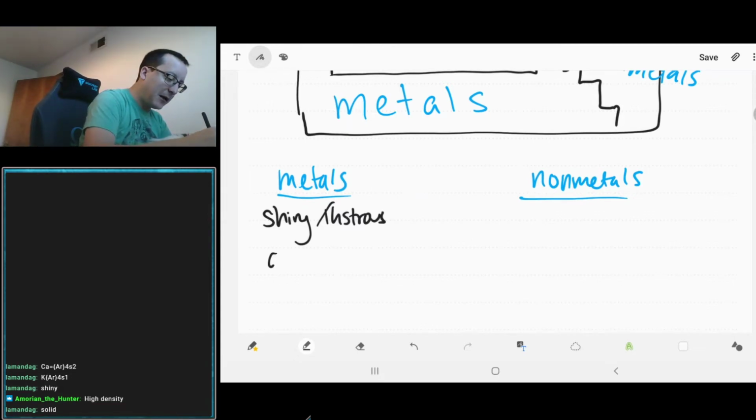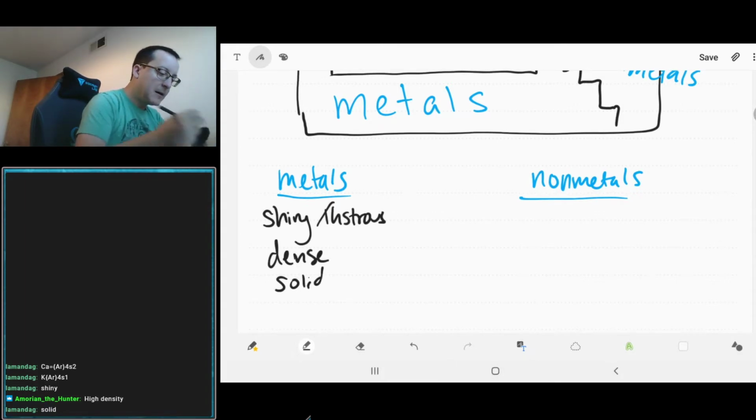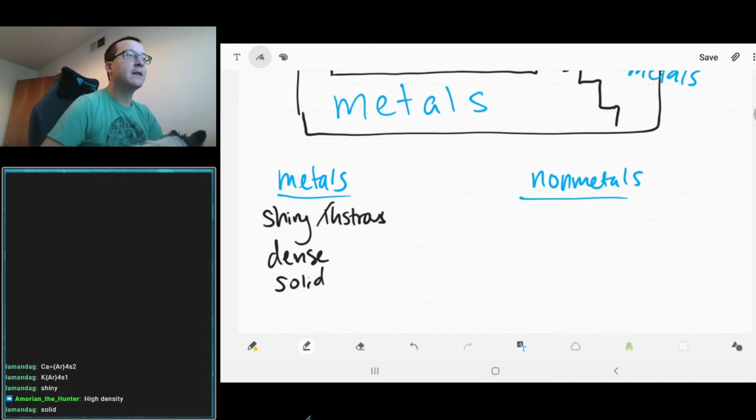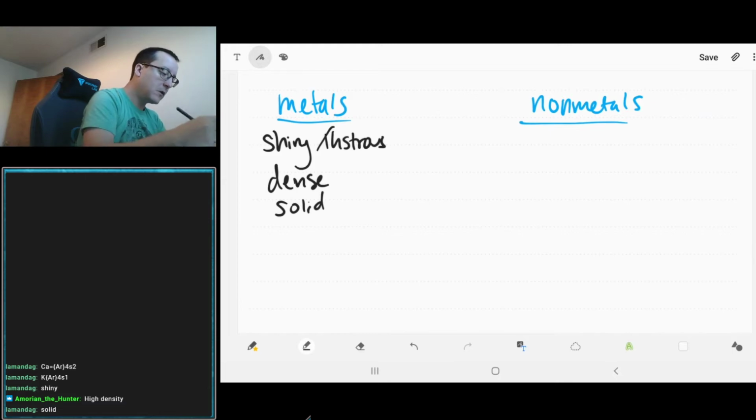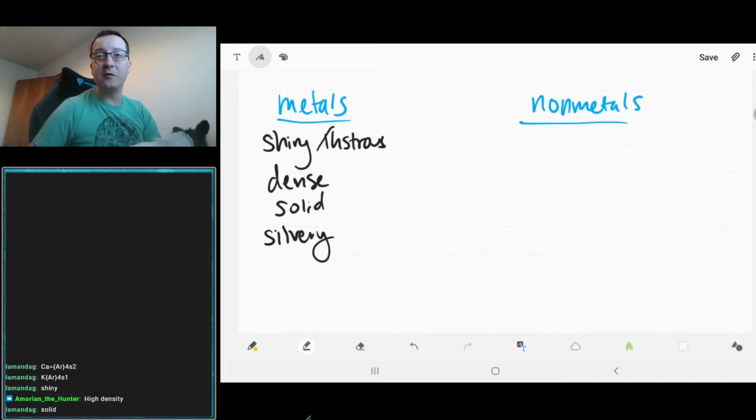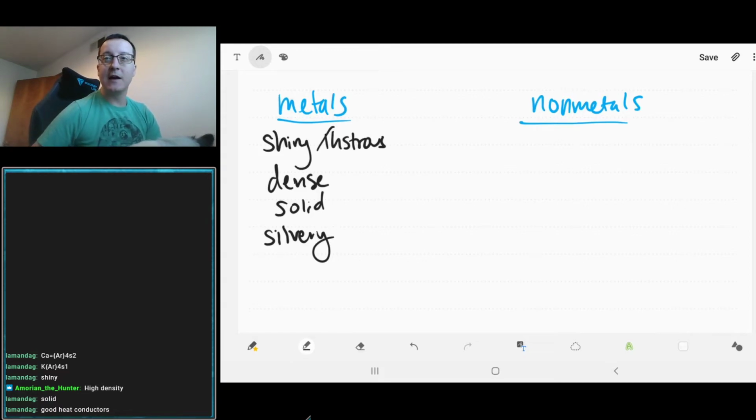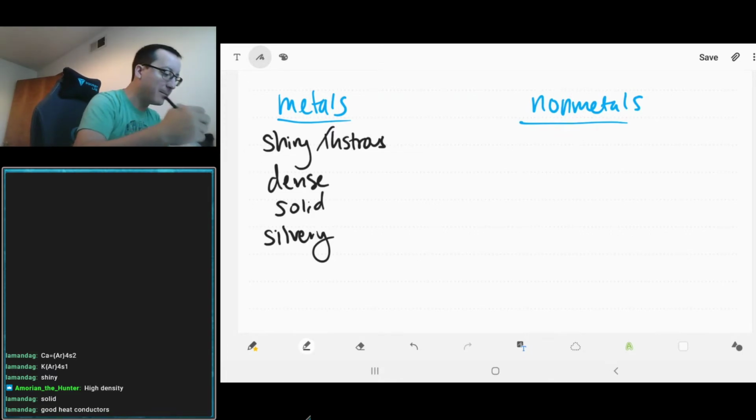Yeah, these are typically quite dense. Very often they are solid. What other things do we have? Very often also metals are silvery. There are a couple metals that are not, like for example gold or copper. Those are pretty much the only metals that are not silvery colored. Everything else is, platinum, silver, sodium, magnesium, they're all silver, or gray, but shiny gray.